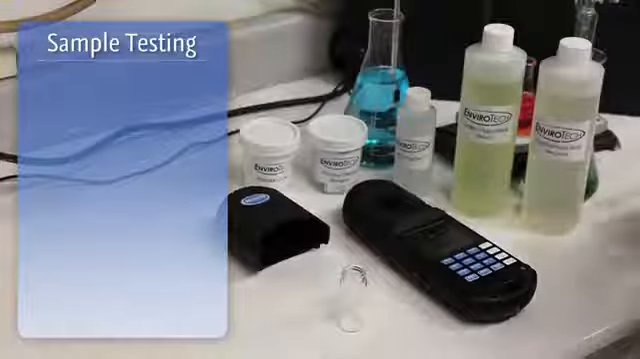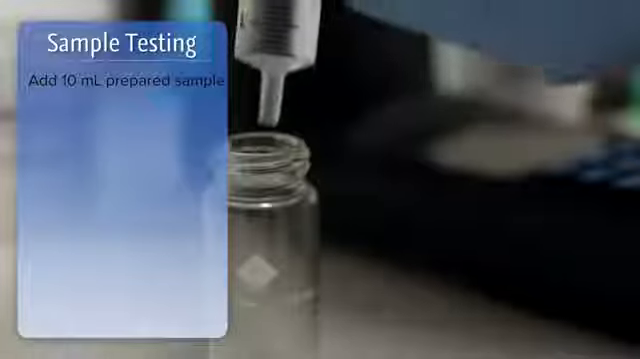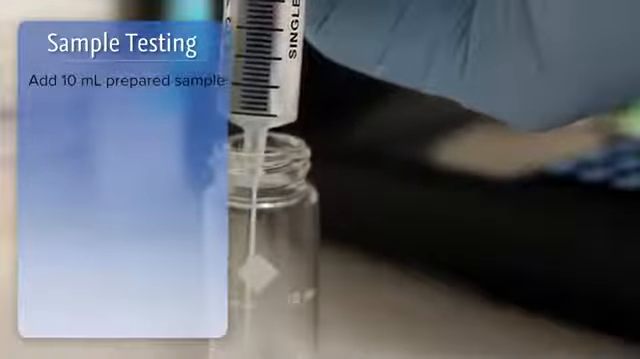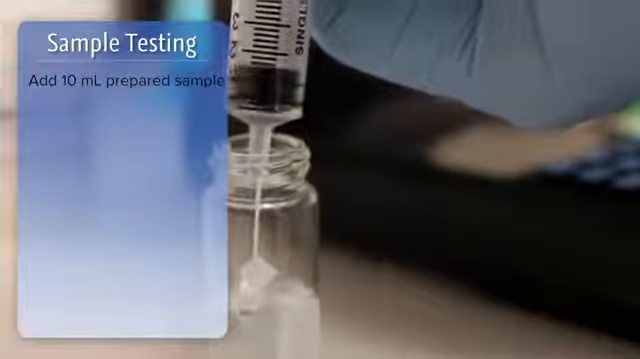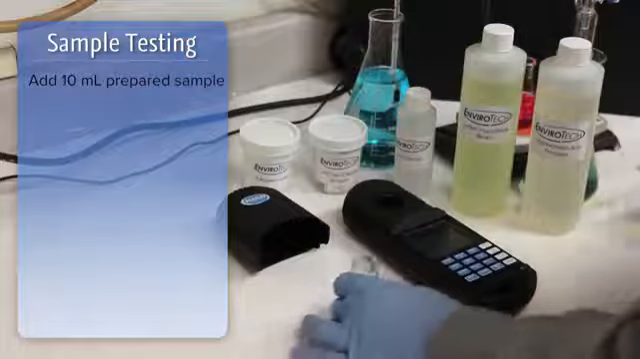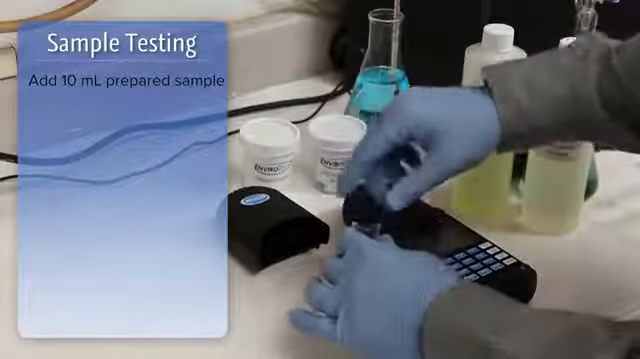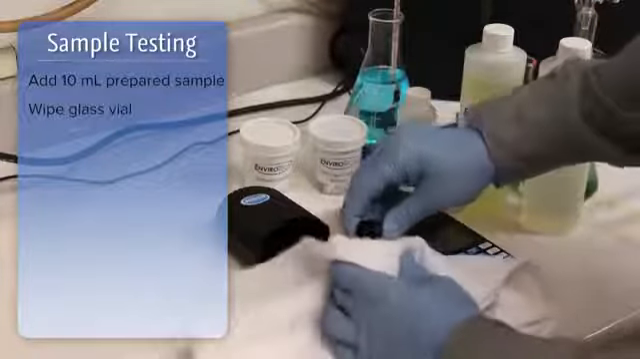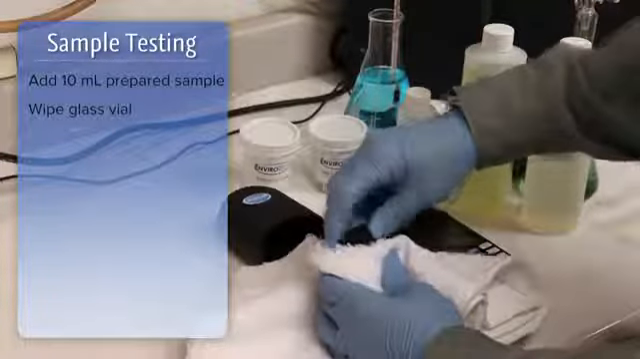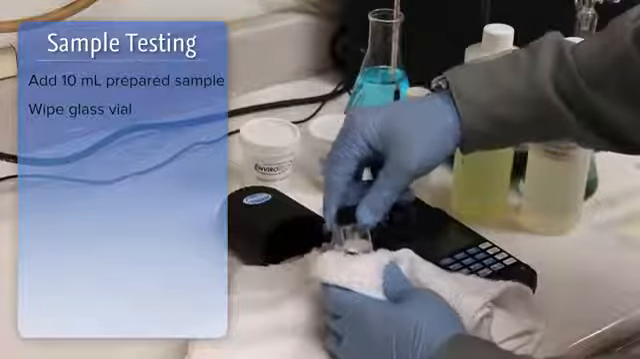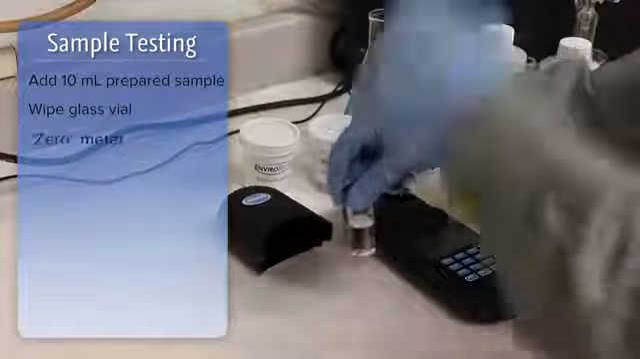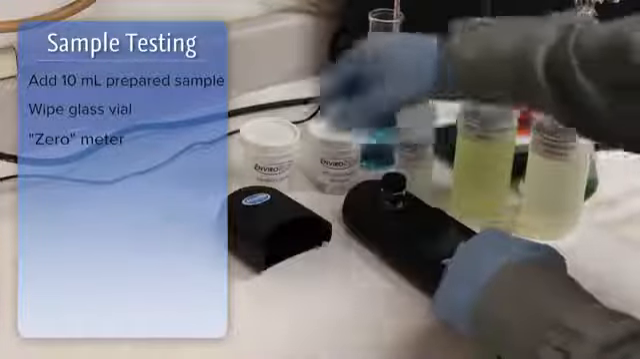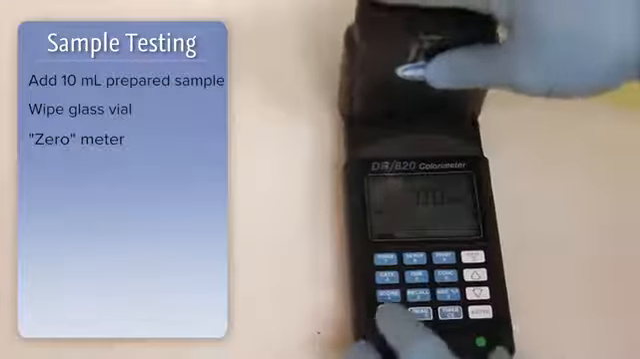Mix again. Take 10 ml of that prepared solution into the sample cell. Wipe the sample cell to be free of water droplets or fingerprints, which can obscure the passage of light through the cell. Zero out the instrument.